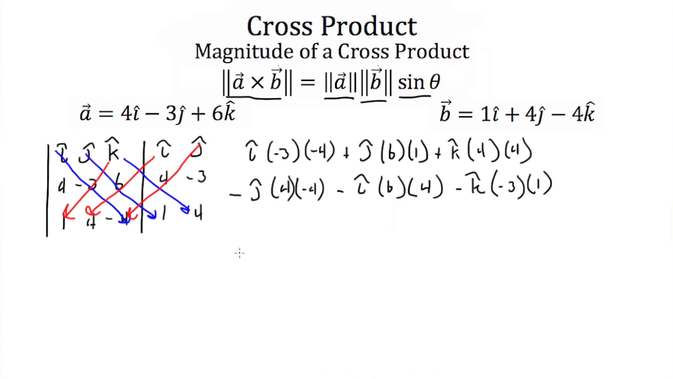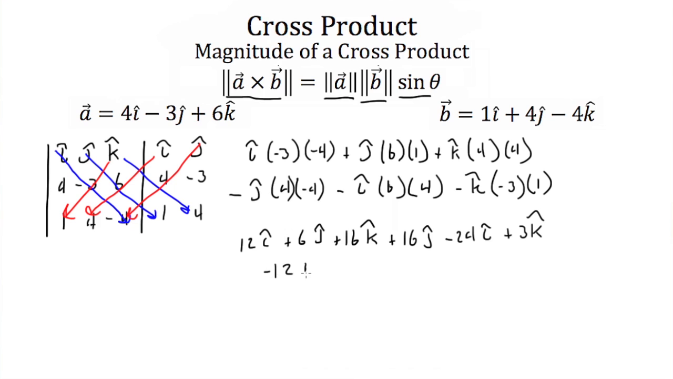So this becomes a positive 12i plus 6j plus 16k plus 16j, because -4 times 4 is a -16, but then times a -j makes it a positive 16j, minus 24i, 6 times 4 times a -i, and then -3 times 1 is -3 times a -k, so positive 3k. Combine our like terms, we have 12i and a -24i, which is a -12i, a 6j and a 16j, which is 22j, and a 16k and a 3k would be 19k.